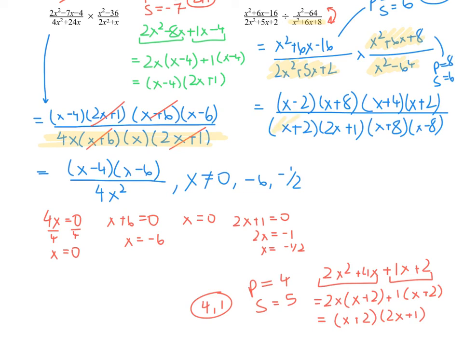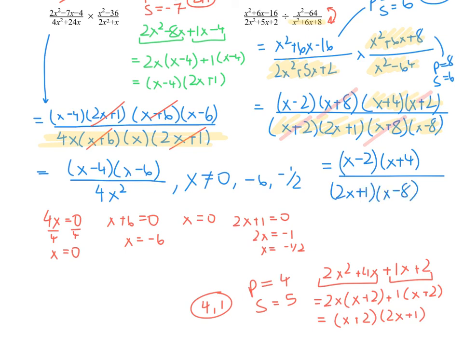So our denominators are fully highlighted for our restrictions, and our original denominator for the second fraction became x plus 4 and x plus 2. Now I'm going to cross things out that are common. The x plus 2's are common, the x plus 8's are common, and that is it. So I can write my simplified expression: x minus 2 and x plus 4 in the numerator, 2x plus 1 and x minus 8 in the denominator.